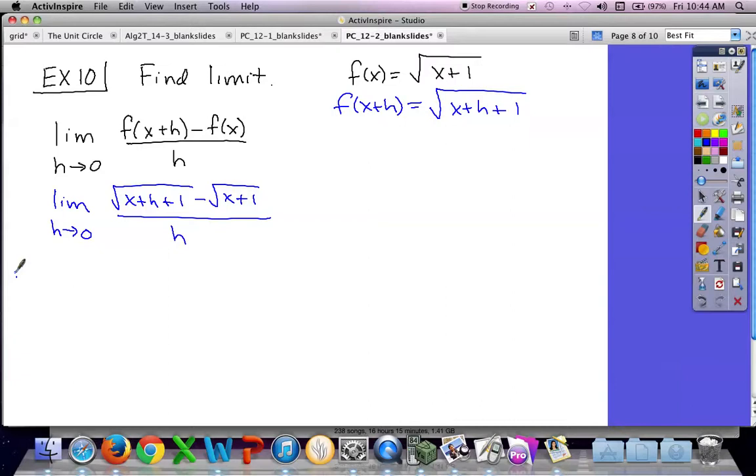Multiply it by the conjugate of this, right? So I need to multiply by the square root of x plus h plus 1 plus the square root of x plus 1. And if I do that in the numerator, then I'm going to have to do that in the denominator.